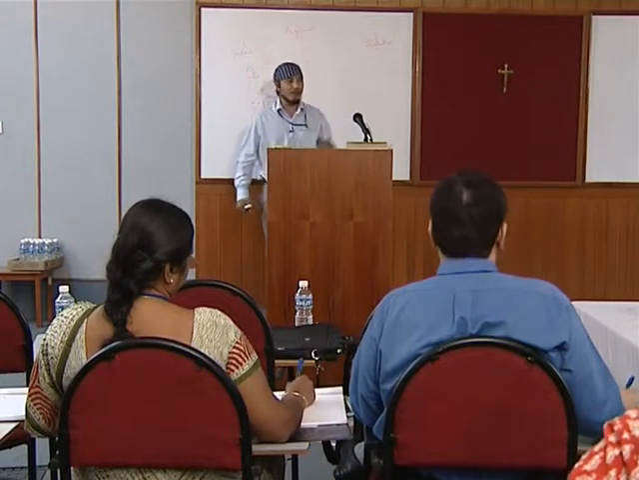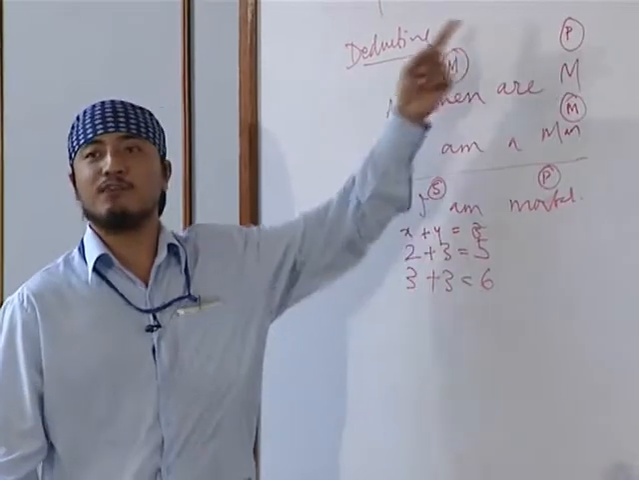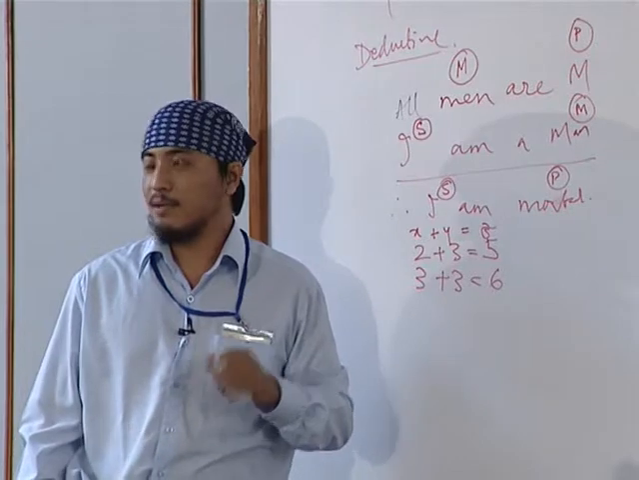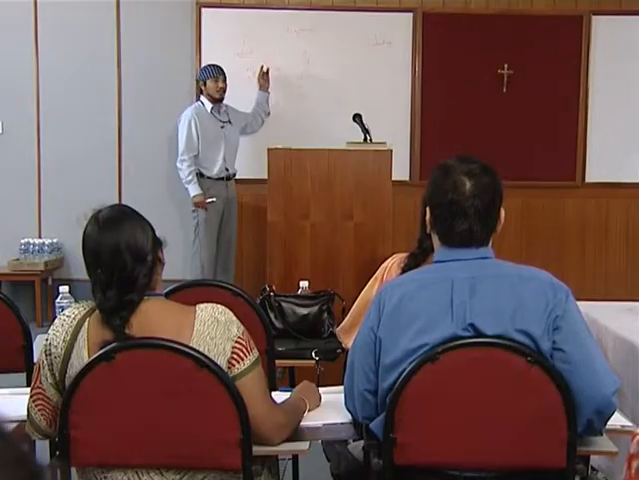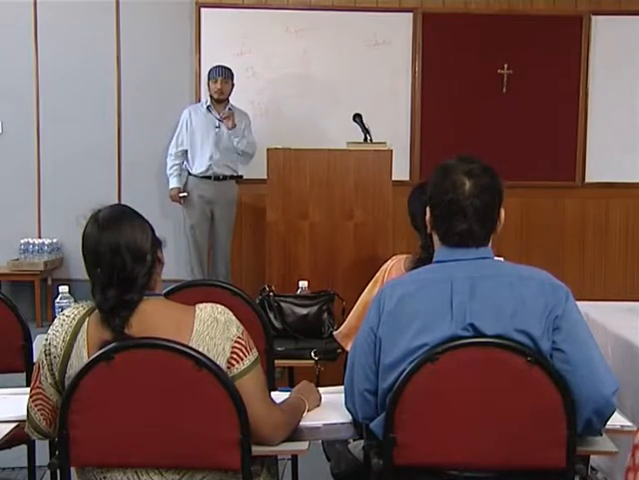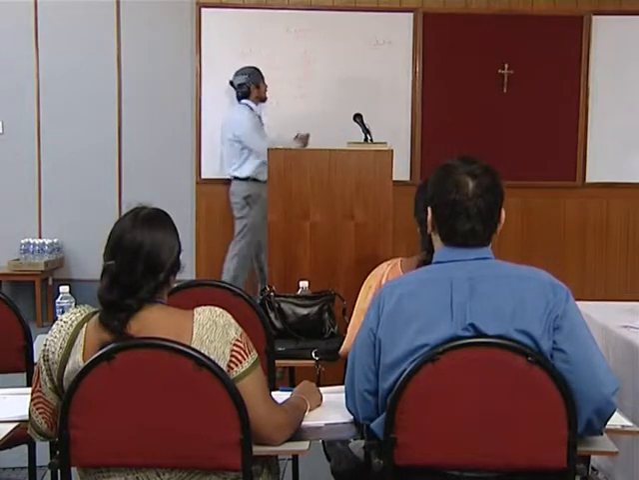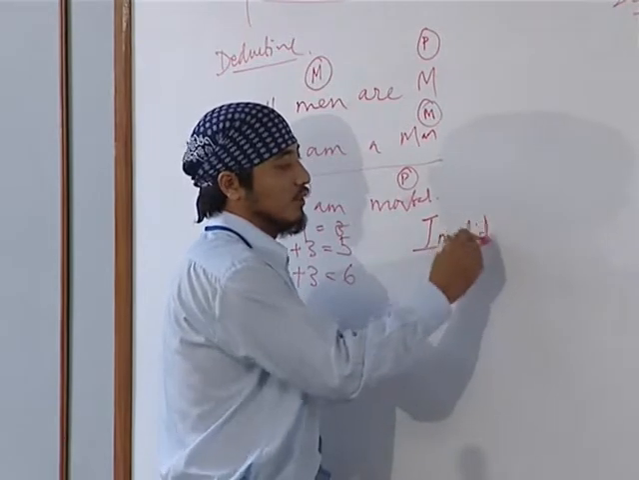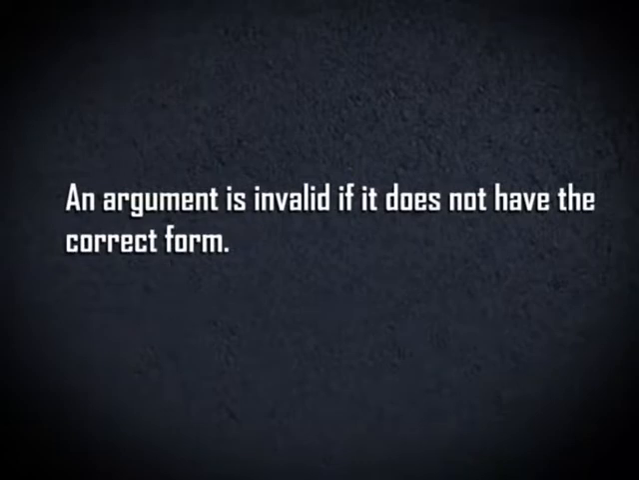Now, what happens if you have an argument which claims to be a deductive argument, but on deriving its form, you see that it does not have this structure? That is, you are given an argument, and then you start deriving its form by replacing all the constants with variables. And you come to realize that this is not the form that it has. In that case, we say that the form of this deductive argument is invalid. Now, these are technical terms used very specifically, so you have to take this into account. So, an argument is invalid if it does not have the correct form.